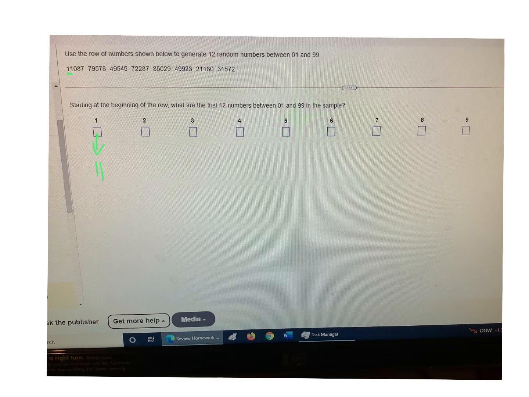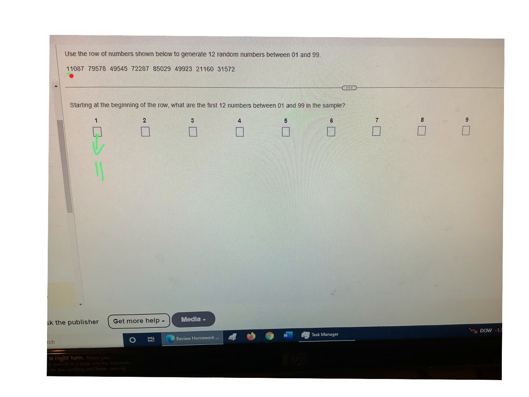Well, I saw your question in the email. Use the row of numbers below to generate 12 random numbers between 0 and 99. So they want you to use 2 digits here. Starting at the beginning of the row, what are the first 12 numbers between 0 and 99?